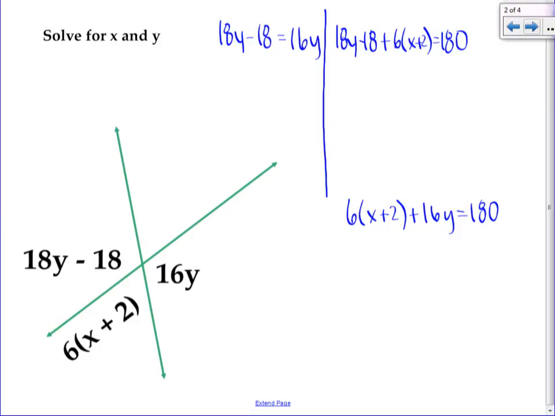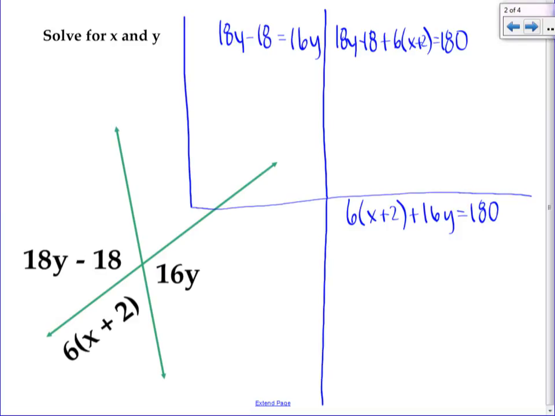Which one of these is solvable right now? Eventually all of them will be, but one of them is solvable. Top one. No, not that one. Which one? Yep, 18y minus 18. Oh, yeah, sorry, I was having a brain fart there. I was looking at this one. You were right on this one. Okay, so this one has the same variable in it, so we can solve this one.